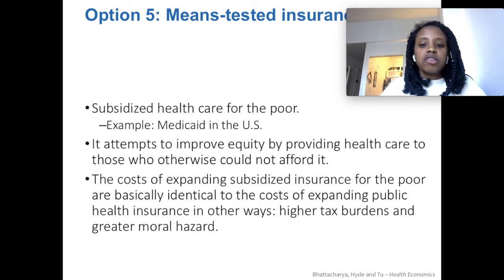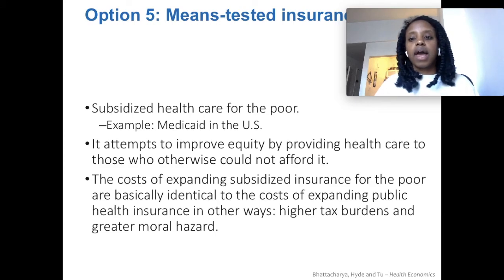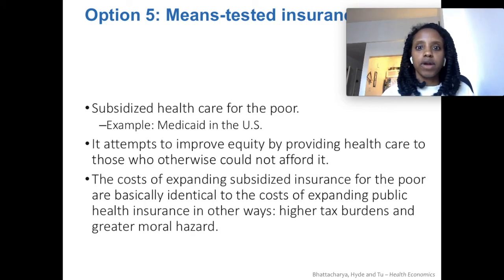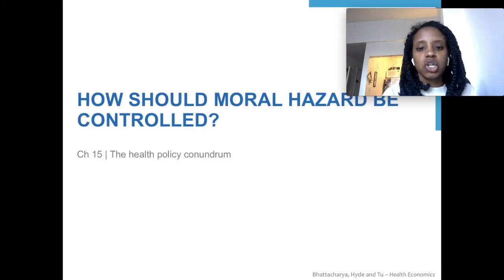The costs are similar to any kind of public health insurance market, which is tax-related inefficiencies and the potential for moral hazard because we're not going to be requiring individuals to buy into that market. And the benefits are the same too, which is further equity and potentially some kinds of efficiencies like labor market efficiencies.